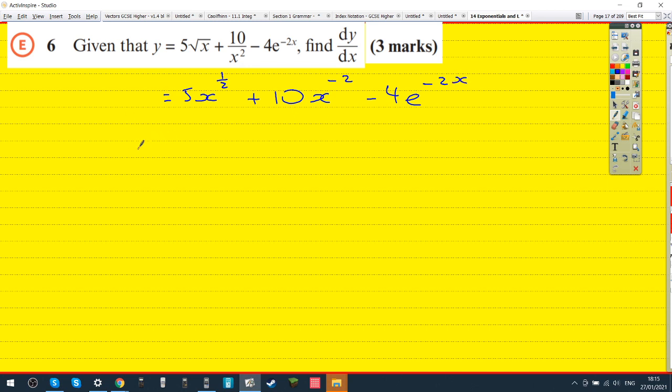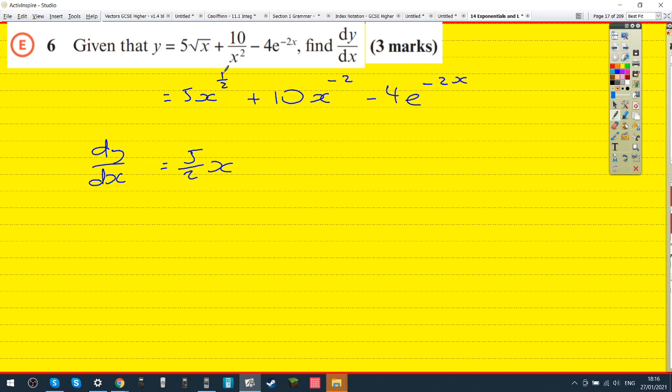Okay, let's differentiate this one. Minus 10 x to the half. A half times 5. Oh, okay, yeah. 2.5 x to the half. Or, yeah, I'll leave this as 5 over 2. It's fine. Plus minus 20x to the minus 2.